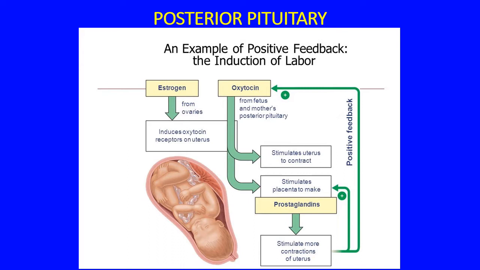The short loop is going to stimulate the placenta to make even more prostaglandins. So in other words, contractions equal more release of prostaglandins, but at the same time, some of these prostaglandins are going to feed back and enhance the oxytocin release, which will again stimulate the uterus to contract and stimulate the placenta to make more prostaglandins.